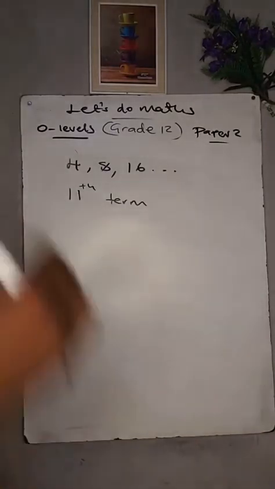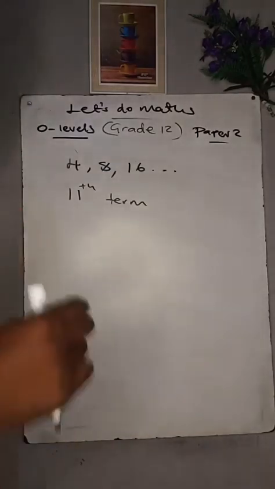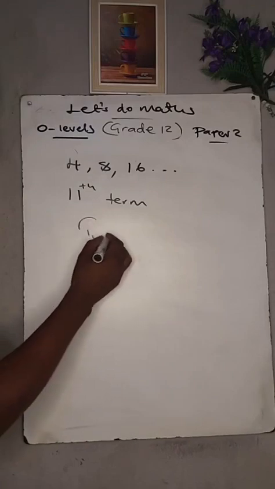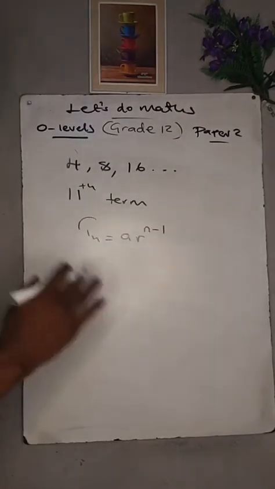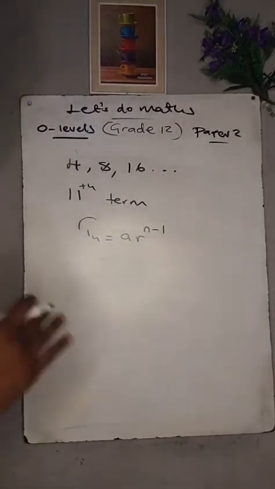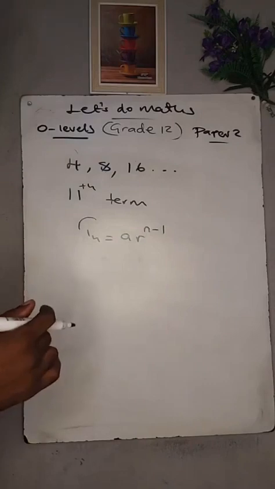You use the general formula for the nth term of a geometric progression. What is the general formula? We say nth term is equal to A R to the power n minus 1. This is for only geometric progression. It is different from arithmetic progression, okay?